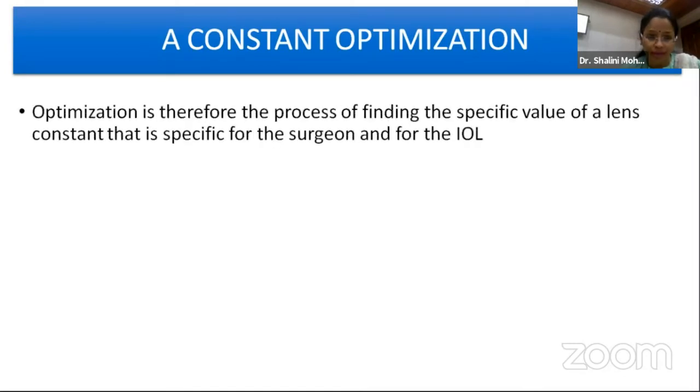Now coming to another very important factor, which is the A constant and which needs to be optimized. Optimization is a process of finding the specific value of a lens constant that is specific for the surgeon and for the IOL.